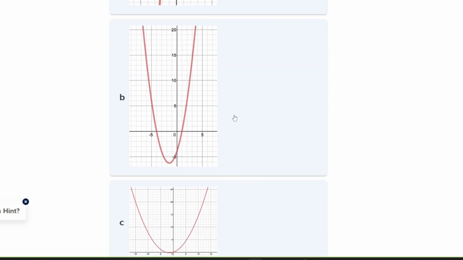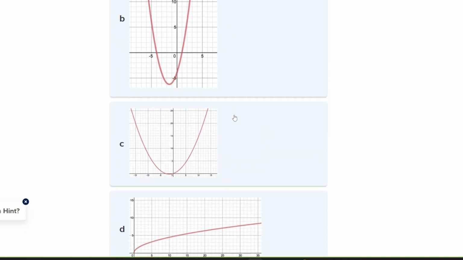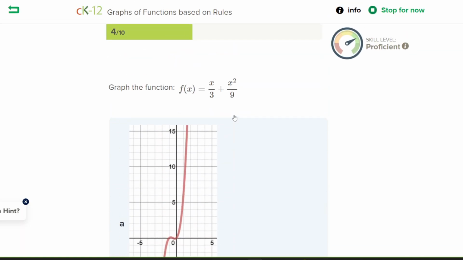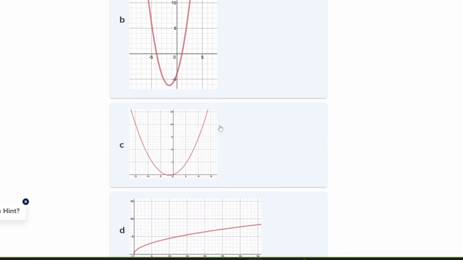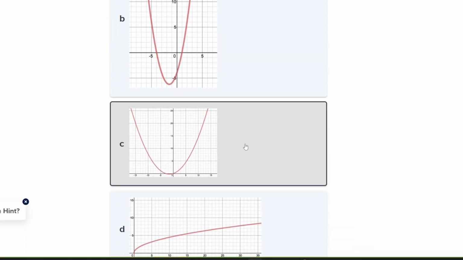Now I'm thinking it's going to be C because if you plugged in 0 for x, the output would also be 0. So not only is it going to be one of those parabolas opening up, but it's got to have the origin on it. It's got to have the point 0, 0 on it. So it must be C.